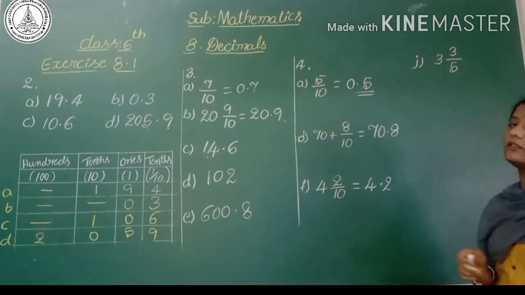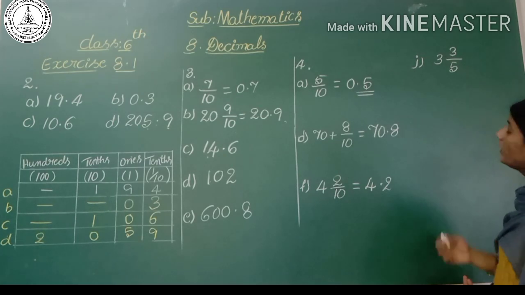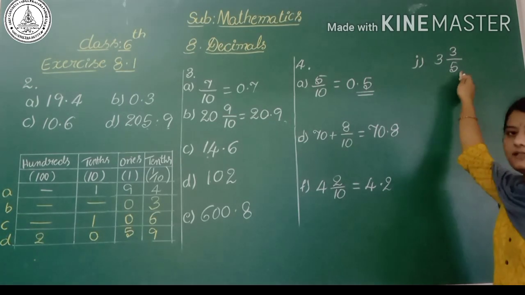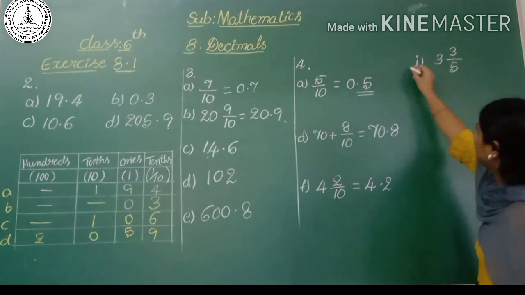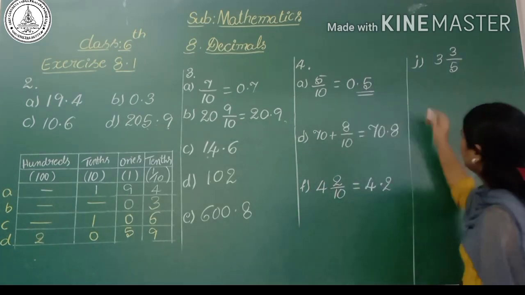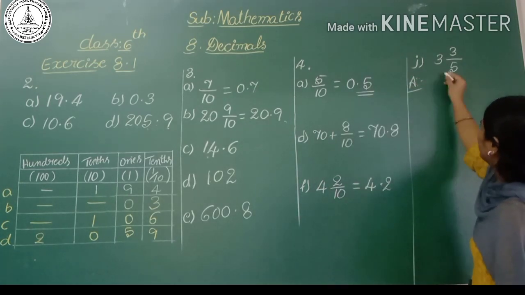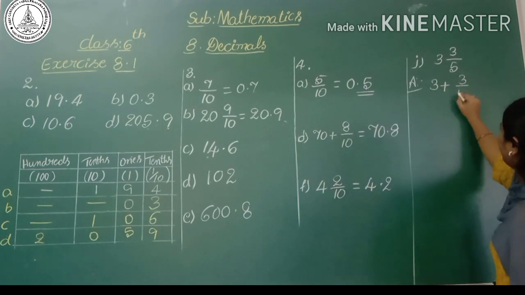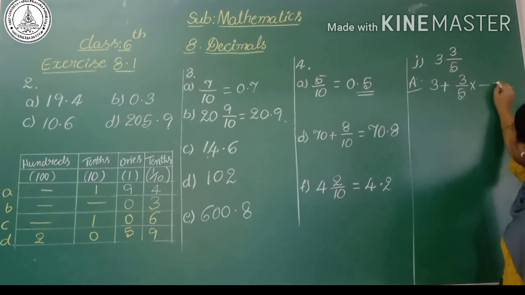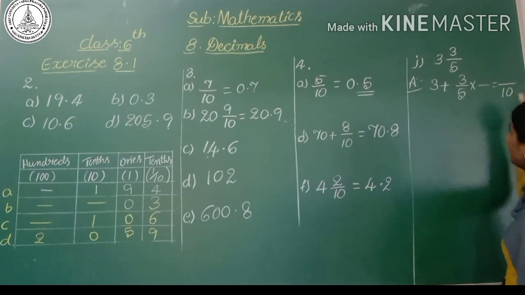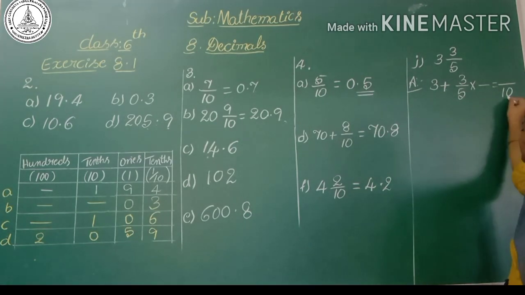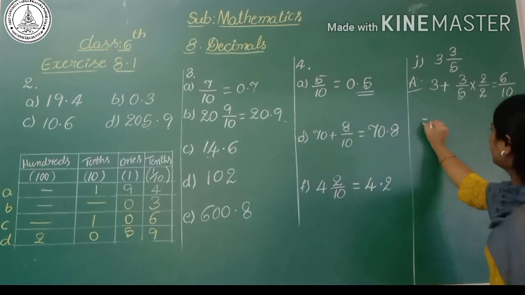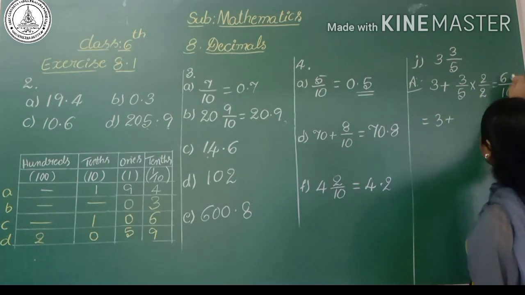Then the next, J question. Here they are given mixed fractions. First, what we have to do? Here there is a fraction. We have to convert the denominator to 10. In the answer, write 3 as this plus 3 by 5. So for 3 by 5, we have to convert the denominator to 10. 5 times 2 is 10. Then 3 times 2 is 6. So in the next step we can write it as 3 plus 6 by 10.